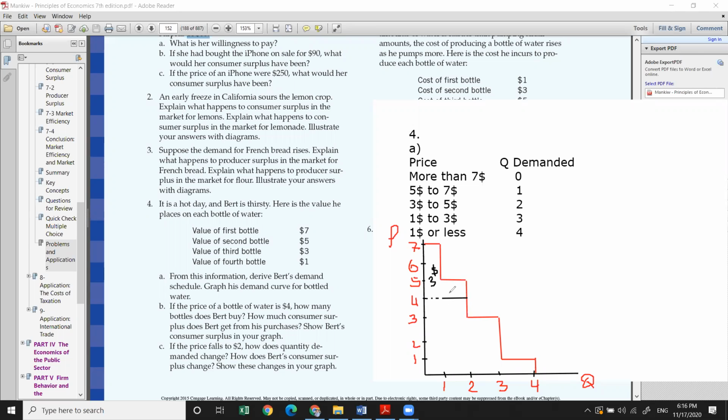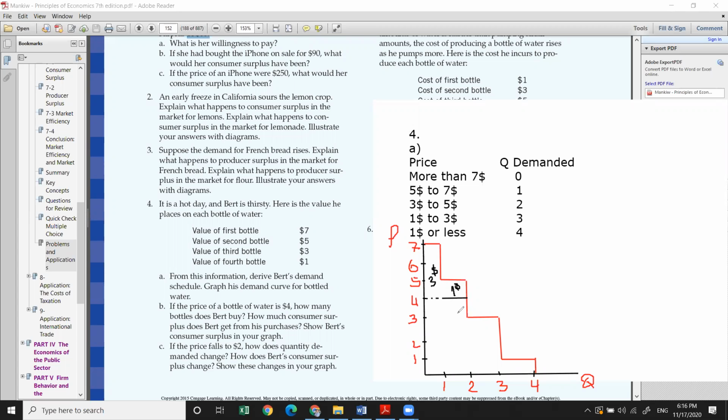However, this is from the first bottle. The second bottle of water is $5, but he pays only $4. So the consumer surplus will be equal to $1 over here.